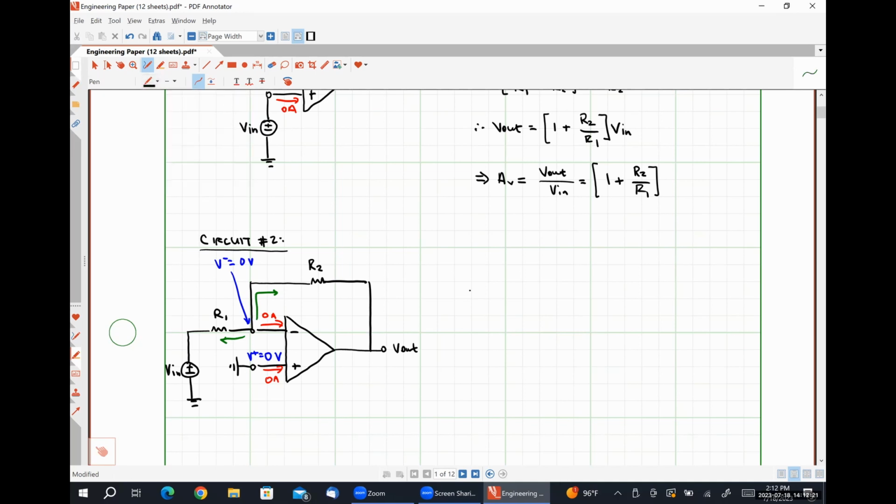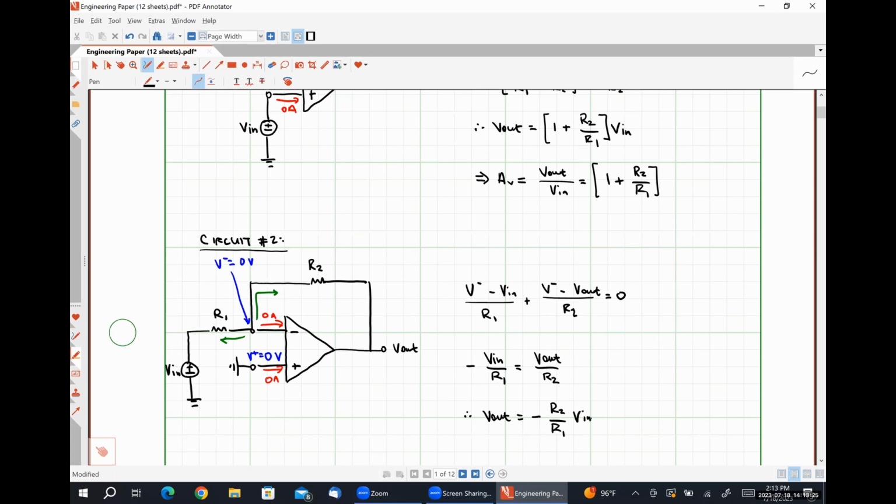And so that's going to look like V minus Vn divided by R1 plus V minus V out divided by R2 is equal to 0. Now we're going to substitute in that V minus is equal to 0. And so that's going to give us negative Vn divided by R1. Moving our output voltage to the right-hand side is going to give us V out divided by R2. And now with a trivial amount of math, simply multiplying through by R2, we find that our output voltage V out is negative R2 divided by R1 times Vn.